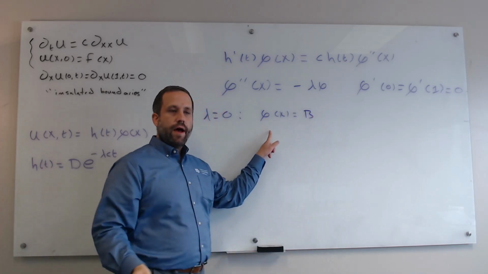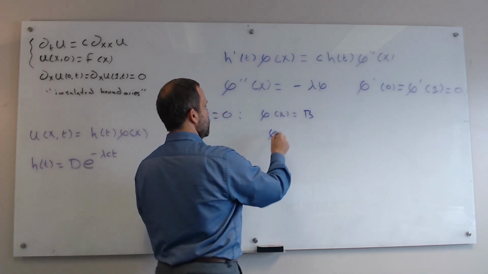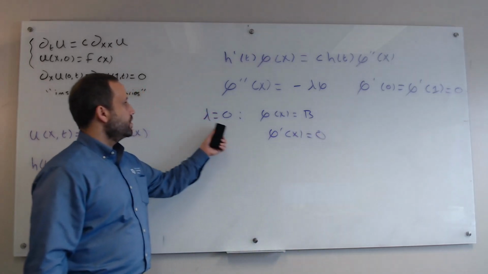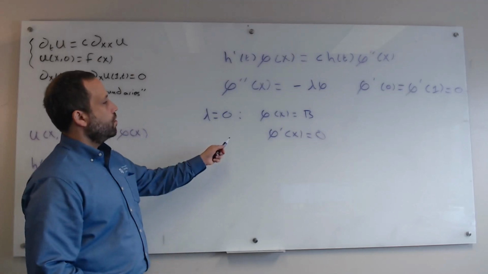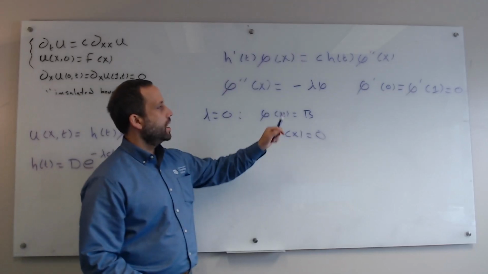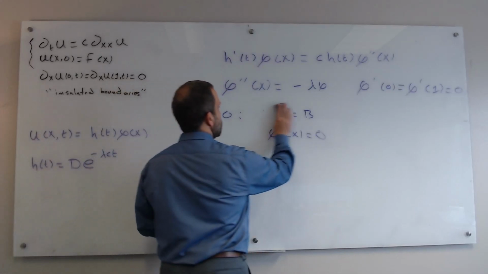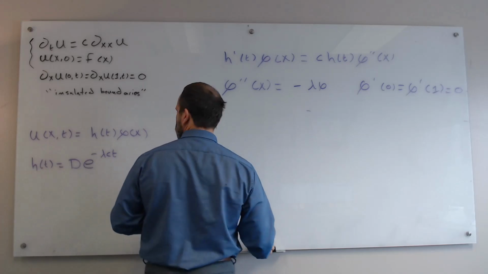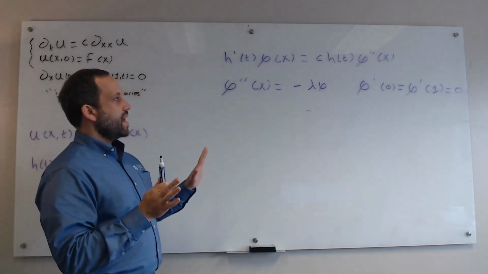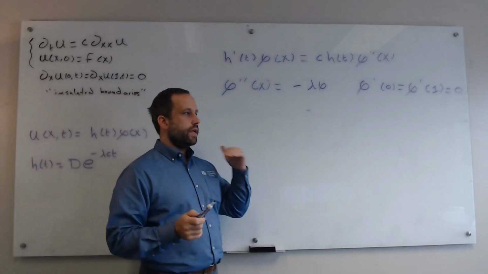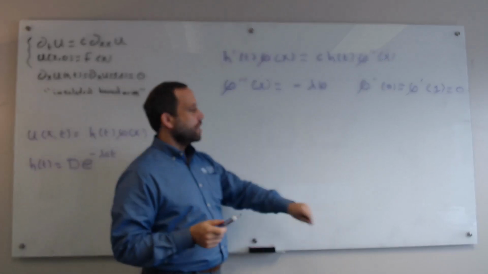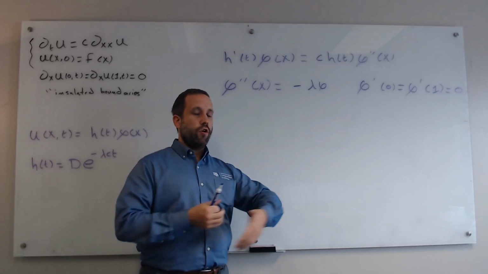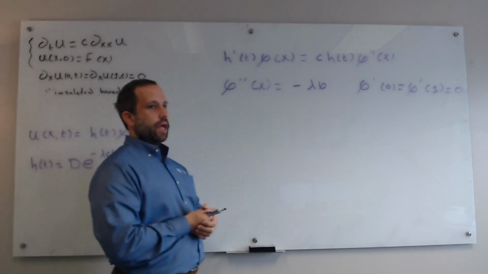Does this satisfy the boundary conditions? Well, it does. In this case, phi prime of x is equal to 0. So in this case, lambda equals 0, the constant function is going to be an eigenvalue. So we're good there. We'll just have to keep in the back of our minds that 0 is going to be an eigenvalue, and therefore the constant function 1, or any constant function, is an eigenfunction.